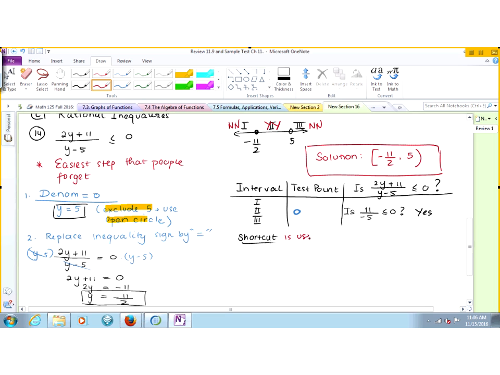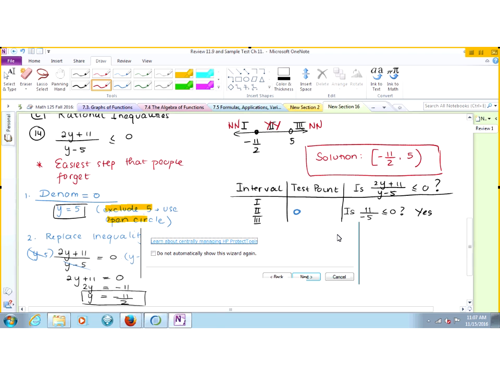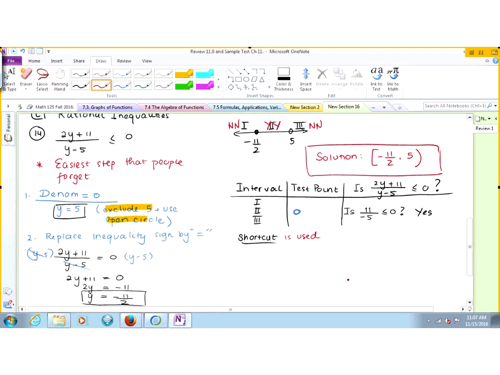Yay! I'm using shortcut. So shortcut is used. A shortcut can be used. Is it easy? Better? You need to do one more on number 15 or no? Do one more, number 15? Okay. So next one, we will do number 15. Let's see the problem again.